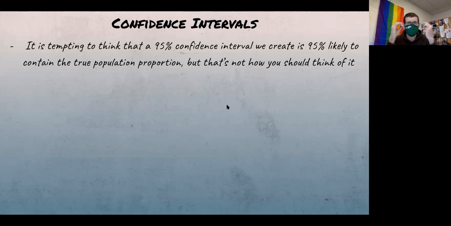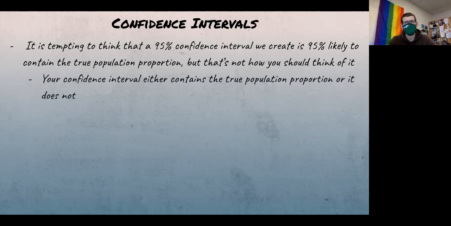So this is kind of to go back to that interpretation of a confidence interval. It's tempting to think that 95% confidence means that any confidence interval in particular is 95% likely to contain the true population proportion. But think of it this way. Your confidence interval either contains the true population proportion or it doesn't. And there's hopefully a useful analogy here.